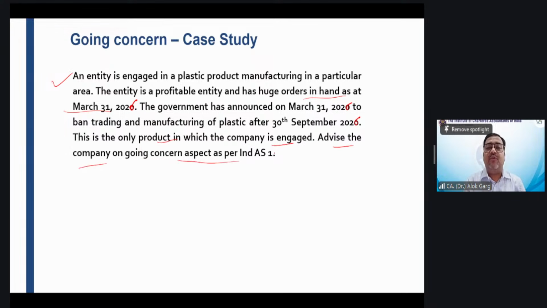Advise the company on going concern aspect as per Ind AS 1. Please tell me whether in this case the going concern is impacted or not impacted. Whether the company will still prepare 31st March 26 accounts on a going concern basis or some other basis. Other basis means realizable basis, liquidation basis. Yes, what is your answer?